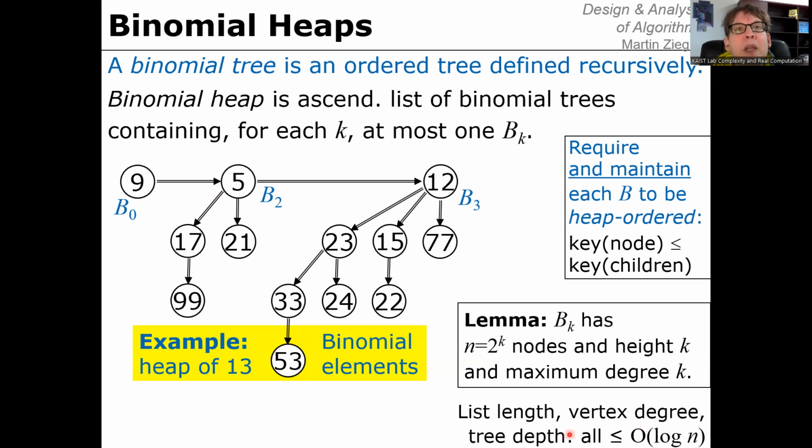So basically every quantitative property of binomial heaps is logarithmic in the number of nodes, which is, as you recall, good when we now discuss algorithms that operate on binomial trees and binomial heaps, because we want algorithms that operate in logarithmic time.